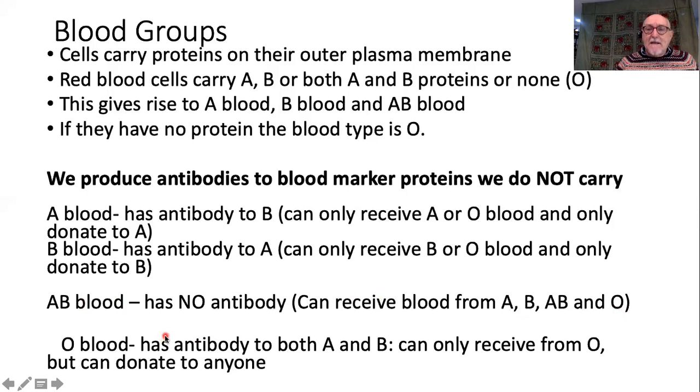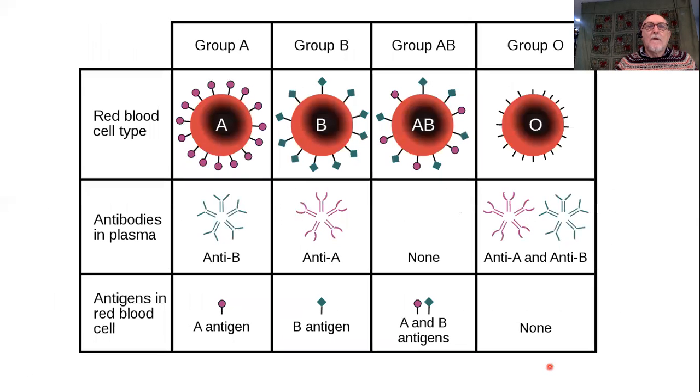O blood can only receive from O because it produces antibody to both A and B. So it is a universal donor, but is very restricted in what blood it can receive. Okay, so this little chart explains, I know at first hearing that's very, very confusing, right? But have a look here, and you'll be able to work it out.